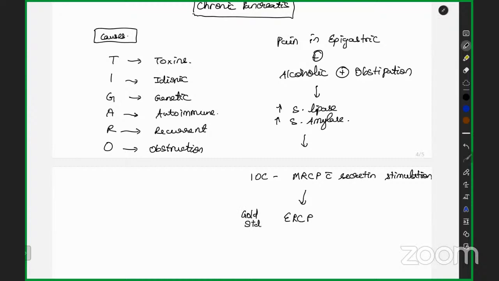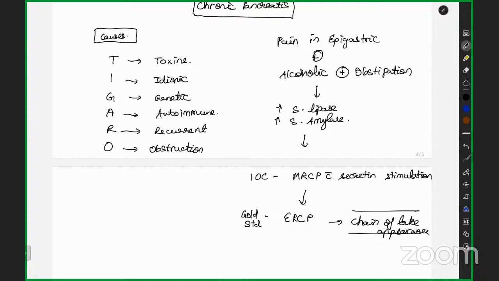Whereas the investigation of choice in chronic pancreatitis is MRCP with secretin stimulation. Now you take an MRCP with secretin stimulation, and next you perform ERCP. When you perform ERCP, what is going to be the appearance? You're going to see a chain of lakes appearance.